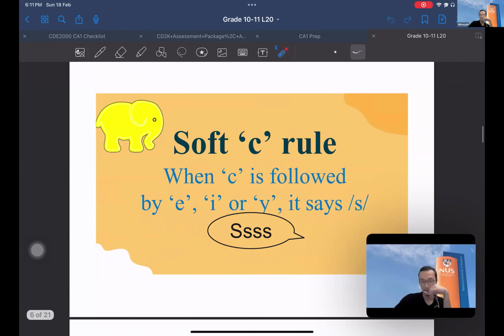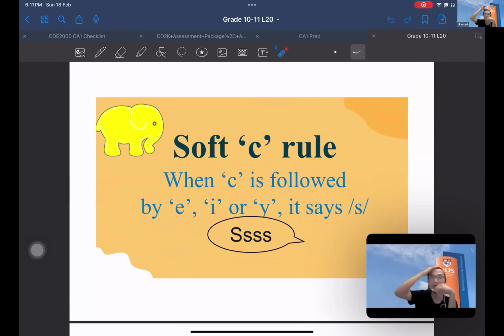All right. So next, we'll be learning about the soft C rule. Just now we learned the hard C rule, where how you pronounce the C is similar to how you pronounce K.